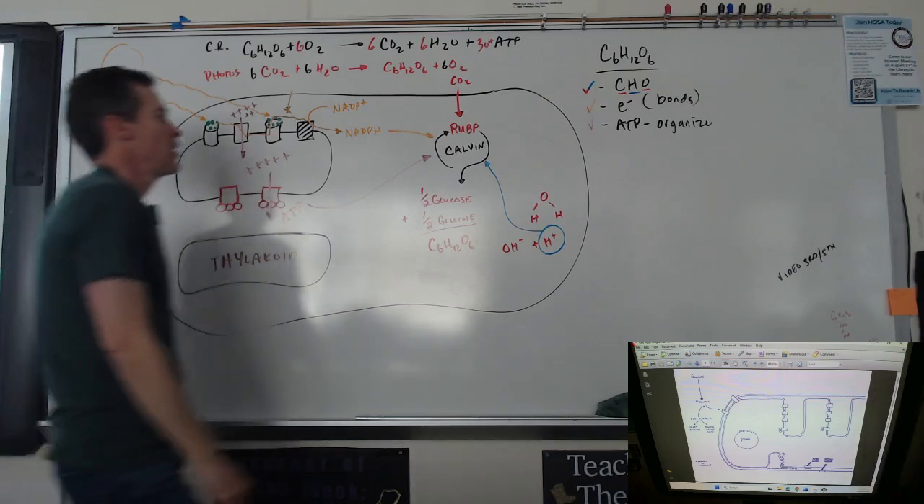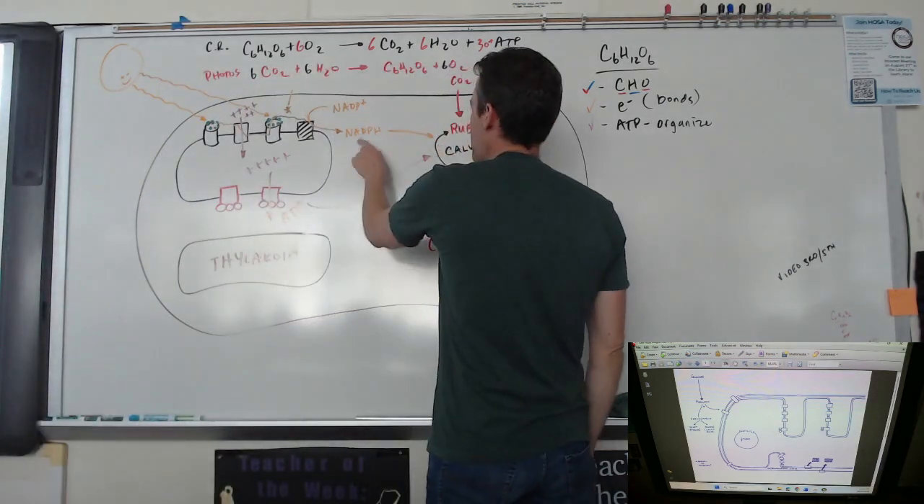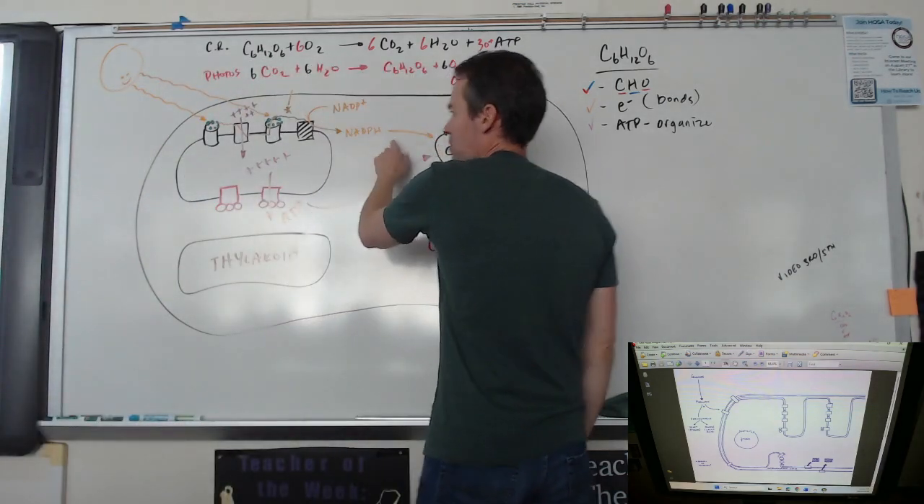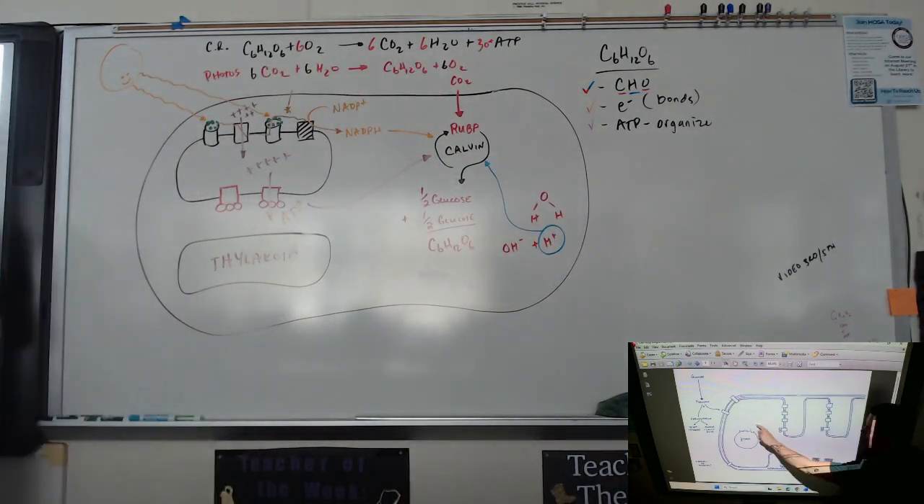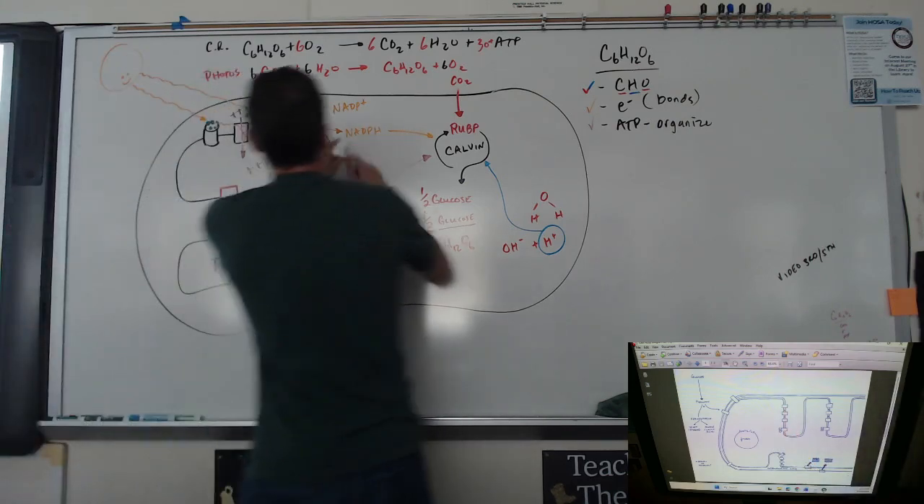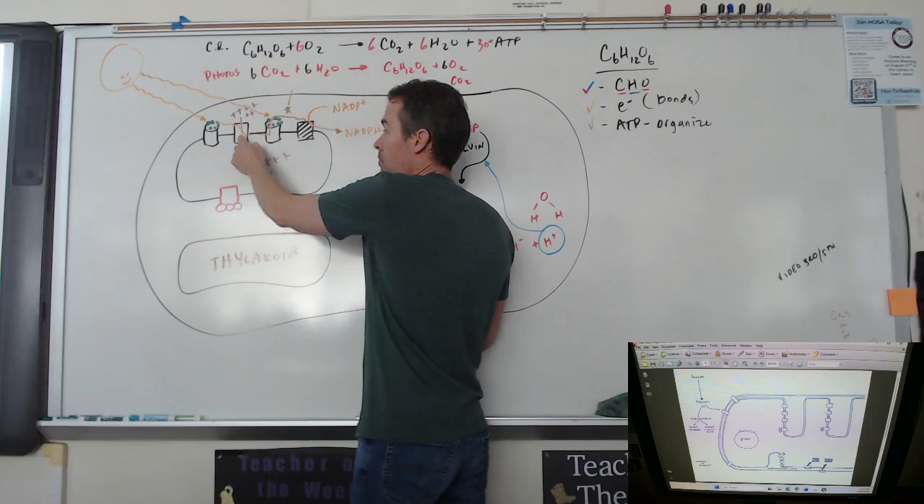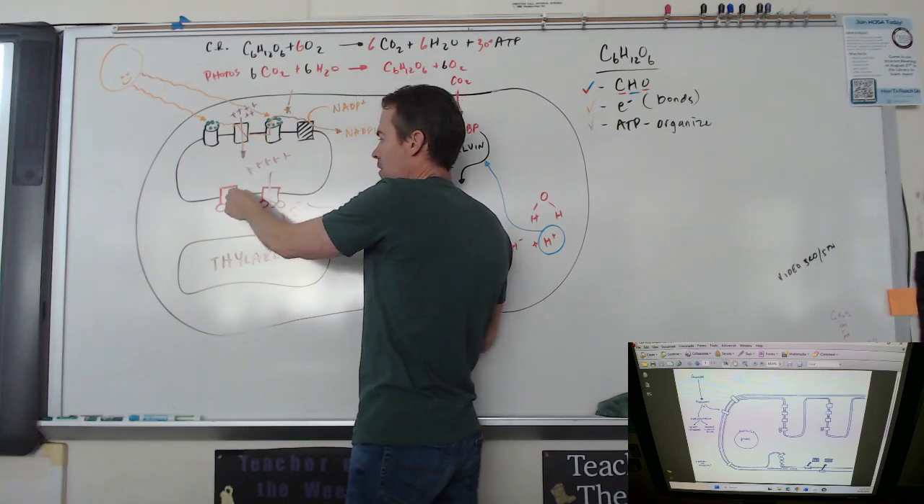All right. From here, where did I get these electrons from this electron carrier? This electron carrier is going to go and power some proton pumps that then flow through ATP synthase to help me make ATP. Where did these electrons come from? Well, they came from these powered proton pumps that help me make ATP.